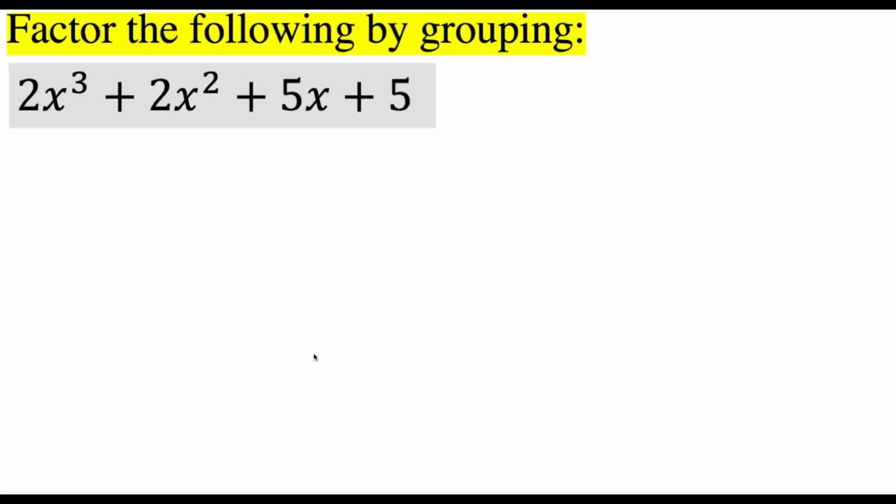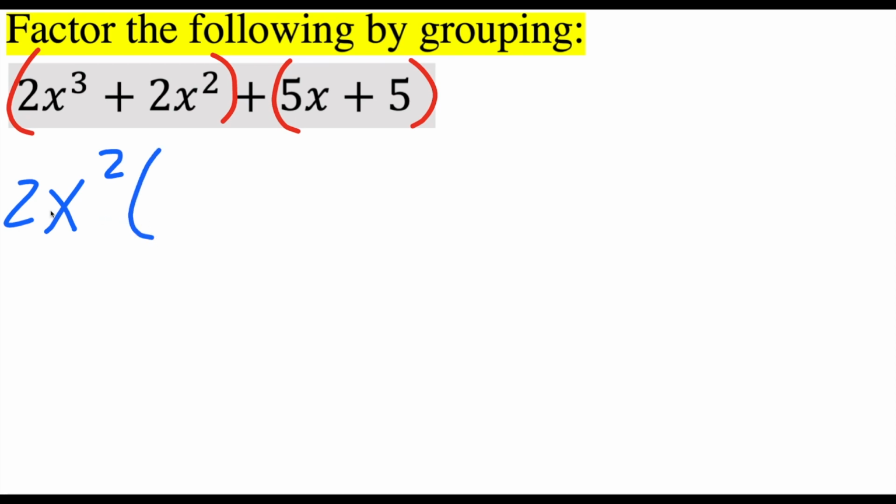So the first step says group the terms, first 2 and last 2. That's step 1. Step 2 says factor each group separately. So we're going to factor this piece and we're going to factor this piece. Between these 2 pieces, what's the greatest common piece? They both have a 2. One is x raised to 3, one is x raised to 2. The smallest one is x raised to 2.